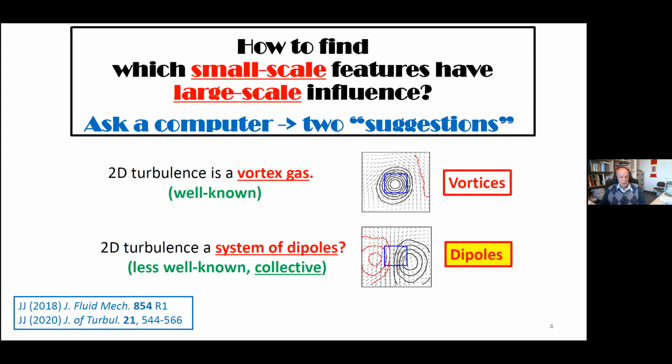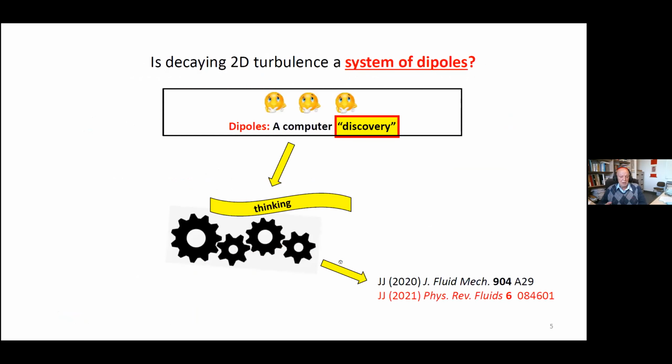It was sort of a collective structure, and you expect something like this to be important if you are looking at how things get large. Okay, so I started looking at dipoles. And how do you look at dipoles? Well, the computer has limits. The computer says, okay, this looks important, but then it's up to you to think. And we know how to do that.